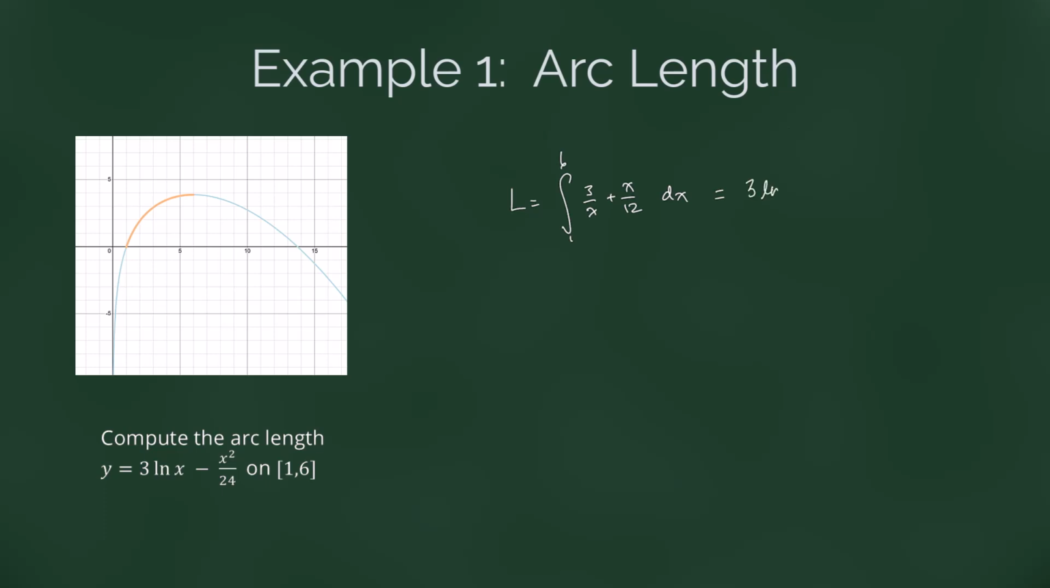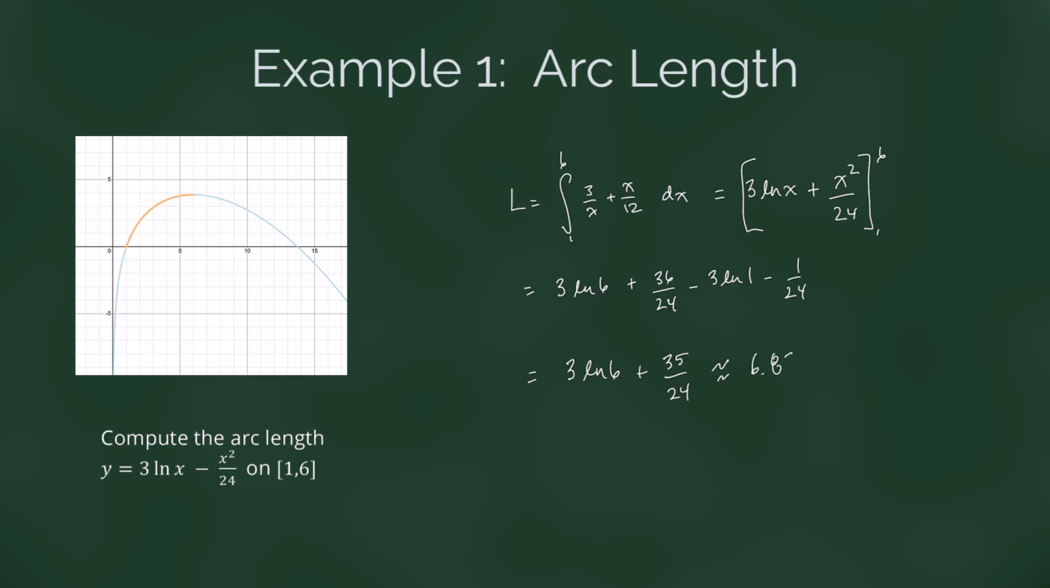Given that we know the length is the integral from 1 to 6 of 3 over x plus x over 12 dx, we can find antiderivatives. The antiderivative of this function is 3 ln x plus x squared over 24. We'll evaluate that from 1 to 6. And that's going to give us 3 ln 6 plus 36 over 24 minus 3 ln 1 minus 1 over 24. The natural log of 1 is 0, so we get 3 ln 6 plus 35 over 24 as our final answer. If we want to approximate that, it's approximately 6.834 units.